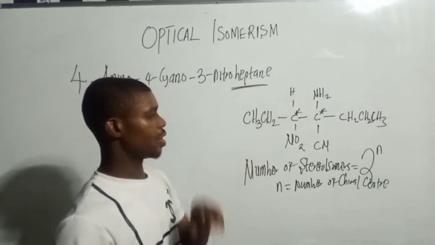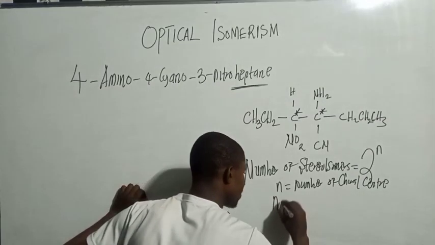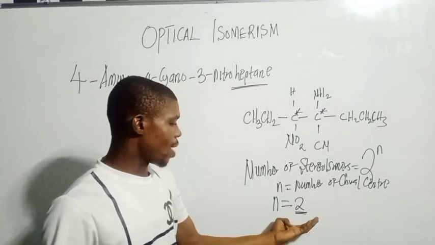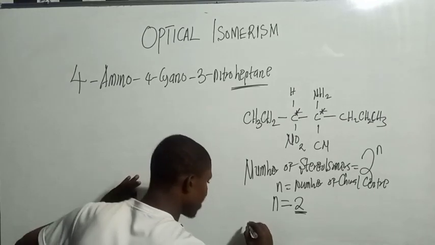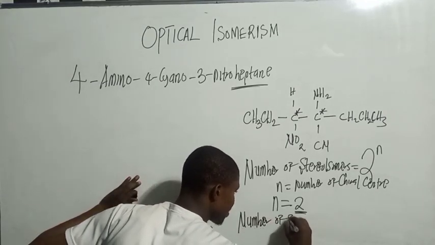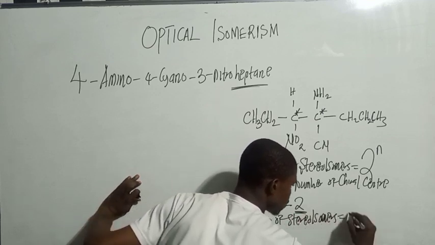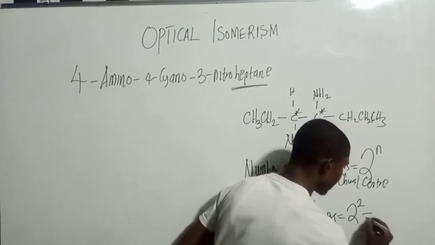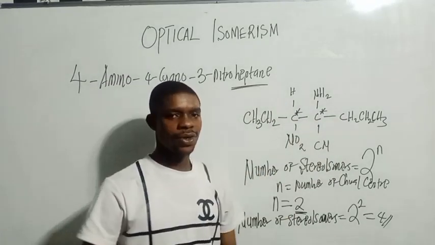If you look at this structure here, this structure has two chiral centers. So N is equal to 2. Now, when N is equal to 2, what does it mean? It means that the number of stereoisomers is 2 raised to 2, and 2 raised to 2 is equal to 4. It means that this structure has four possible stereoisomers.